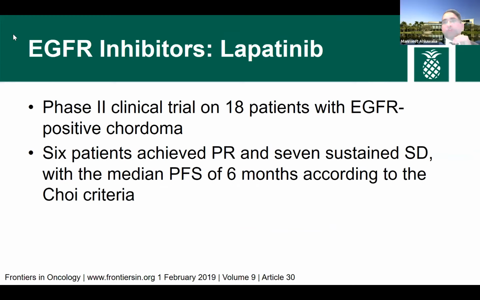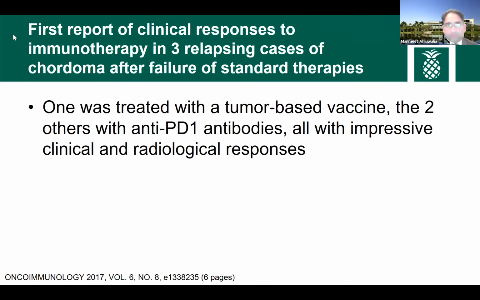Most of the times we have used IHCs in this in the previous world when studies have been designed, and 6 patients achieved PR and 7 sustained stable disease with a median progression-free survival of 6 months according to the Choi criteria. Now, as you can see, you are having different response rates based on Choi criteria compared to RECIST criteria. As I explained before, with Choi criteria it's a little bit easier to get a PR compared to RECIST criteria. Sometimes you are comparing apples and oranges.